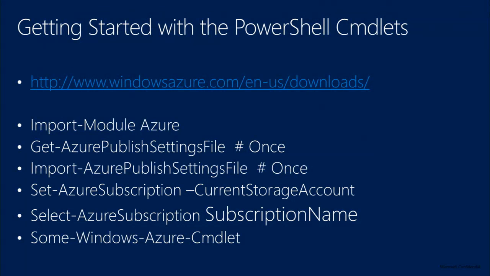And from there, you use another command, Import-AzurePublishSettingsFile, and this command actually configures PowerShell to use your subscription. So the first 2 cmdlets, Get-AzurePublishSettingsFile and the import, you only have to do once. We actually persist everything in your user profile, so the next time you launch a PowerShell session, they're already there, so you don't have to do that every time.